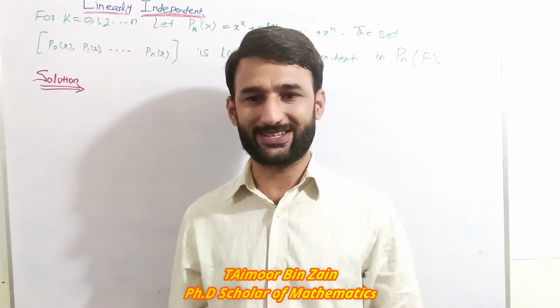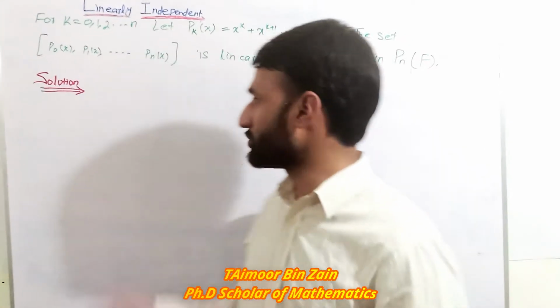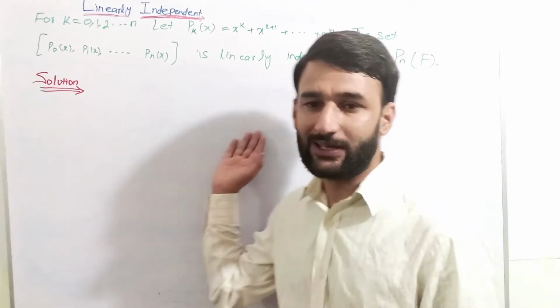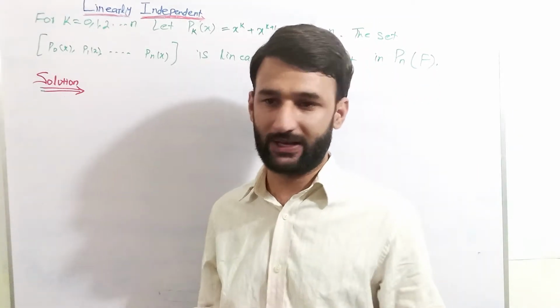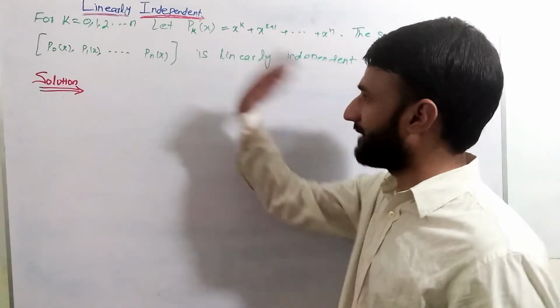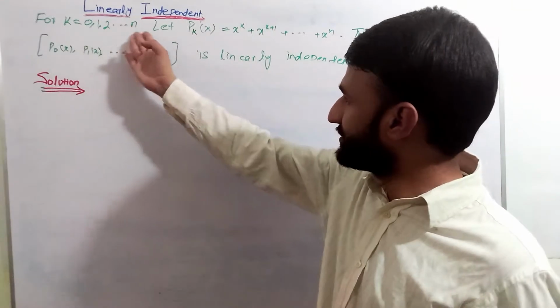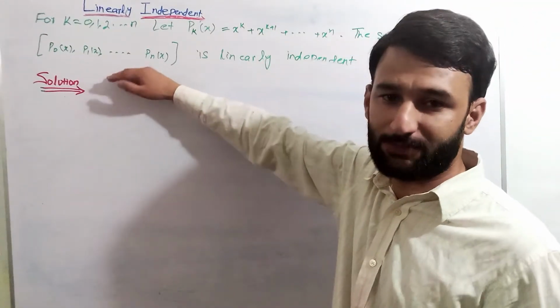Today I'm going to discuss a new topic, a new example related to polynomials. Now we try to understand how to show that a set of polynomials is linearly independent. For example, let the set be p_k(x) for k equal to 0 to n, with this polynomial type, and we try to understand whether this set is linearly dependent or not.